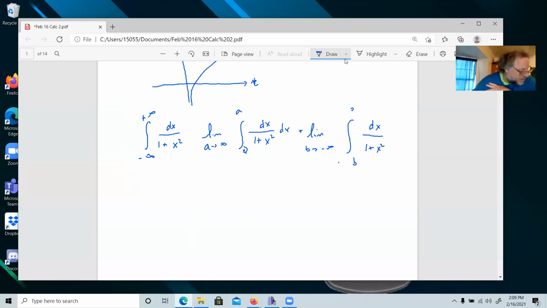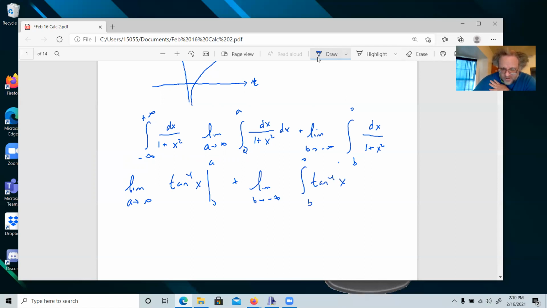So here we are going to say this is going to be the limit as a goes to infinity. That's a nice arrow, isn't it? A goes to infinity, and this is going to be the inverse tangent of x from 0 to a, plus the limit as b goes to negative infinity of the inverse tangent of x from b to 0.